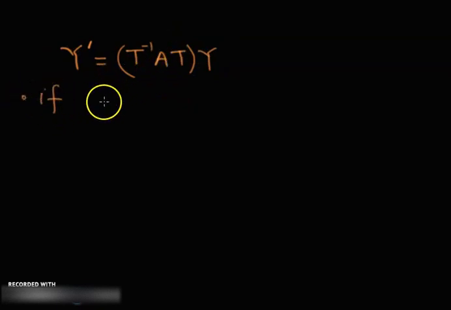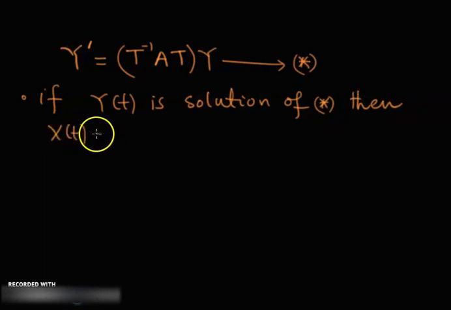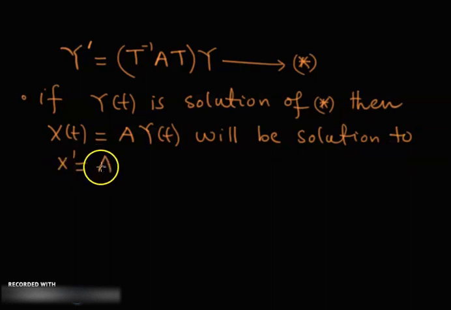Okay, now we have an interesting thing. Consider this system y prime equals T inverse A T y, for some transformation T times y. Now consider this dynamical system. If y of t is a solution of, let's say I'm calling this star, is a solution of star, then x of t defined by T times the solution y of t will be a solution to x prime equals A x.